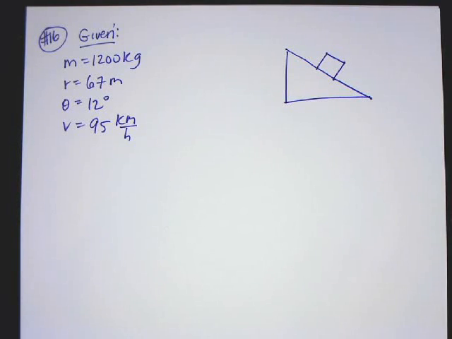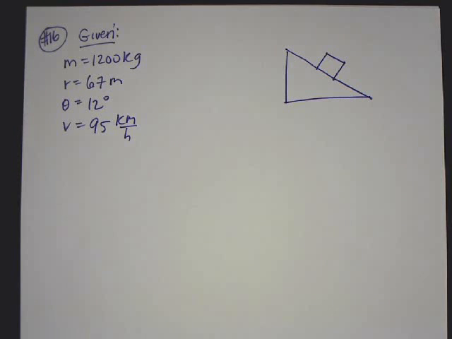This number 16 is supposed to actually have two parts. The first part we're supposed to do without friction, and the second part we're supposed to do with friction. Let's just do one more. All right, so without friction, here's our normal force.